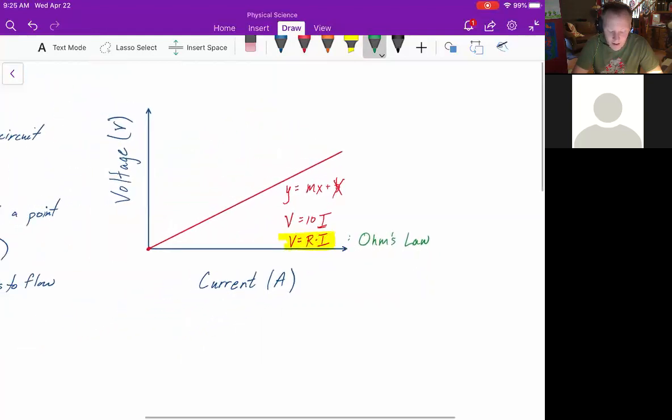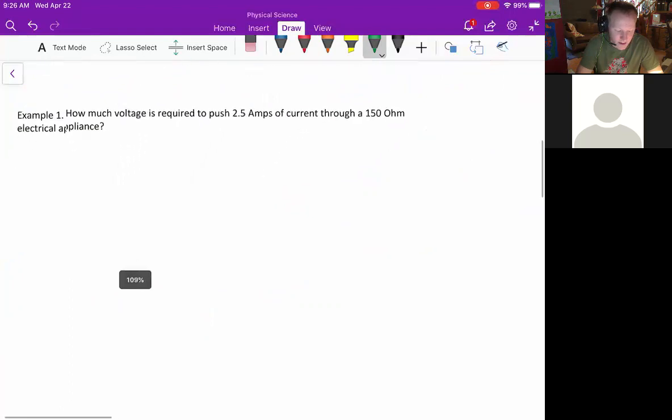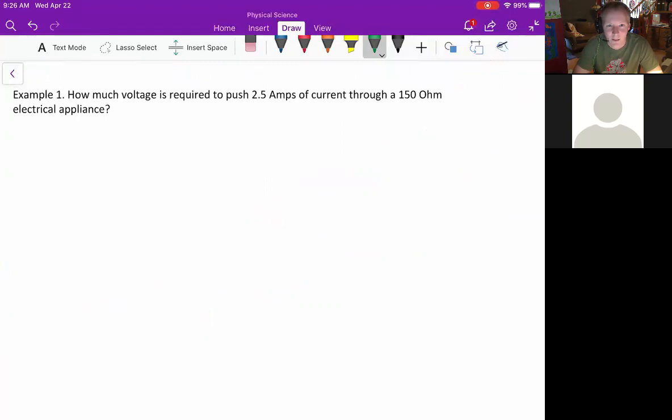So I'm going to come down here and we're going to do a couple examples and see how we can apply that to various situations. Here's my first example. It asks how much voltage is required to push 2.5 amps of current through a 150 ohm electrical appliance. So going through, as usual, read through the questions. This whole quarter, you're only going to get this one equation, so we can be assured that we're going to be using it for these calculations, and I'm just going to rewrite it here.